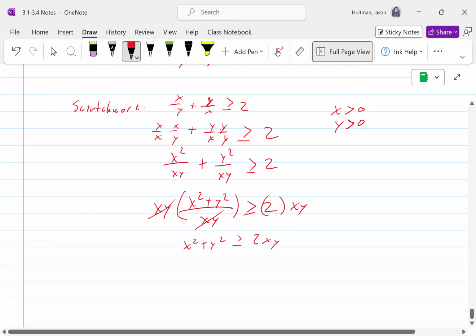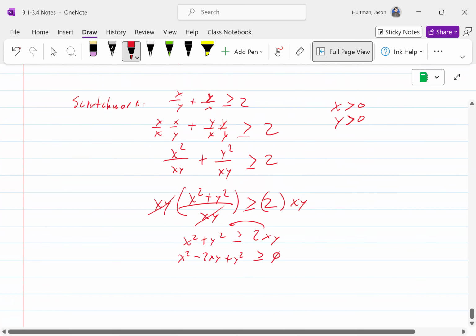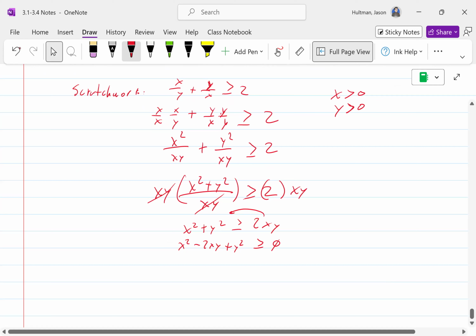Anything that I can do with that? Well, what if we toss 2xy to the other side? We get x squared minus 2xy plus y squared is greater than or equal to 0. So this tells me that this thing over here is positive. I can factor this into x minus y times x minus y, which is greater than or equal to 0. And I could rewrite that as x minus y squared is greater than or equal to 0. And that is a true statement.